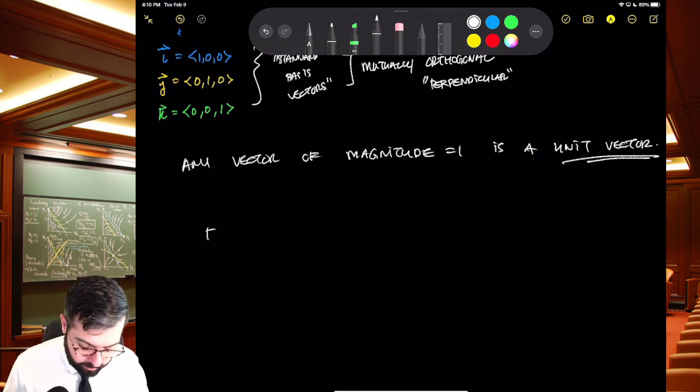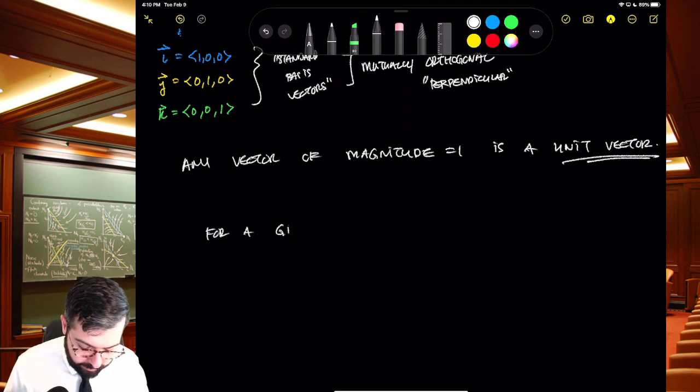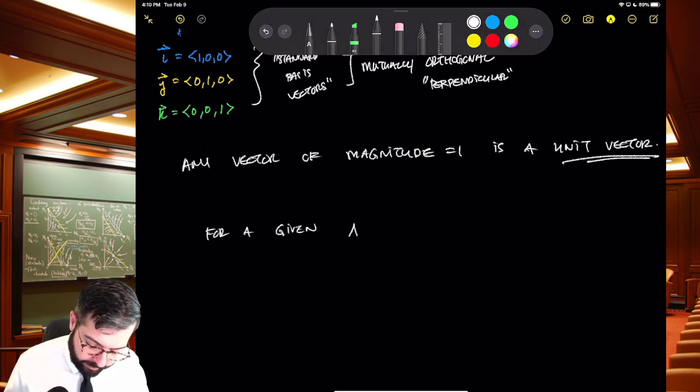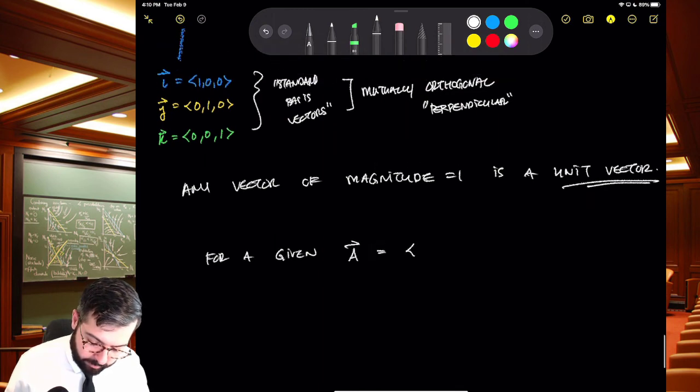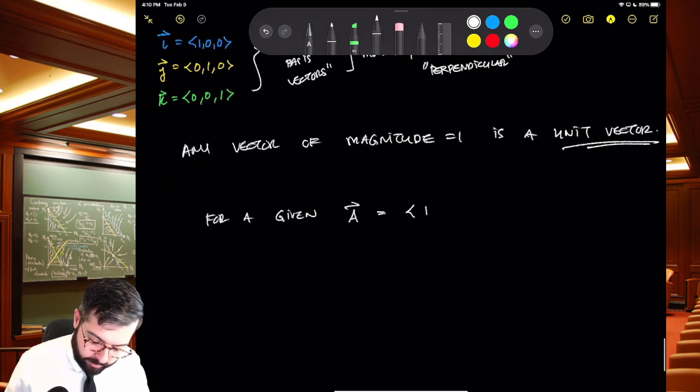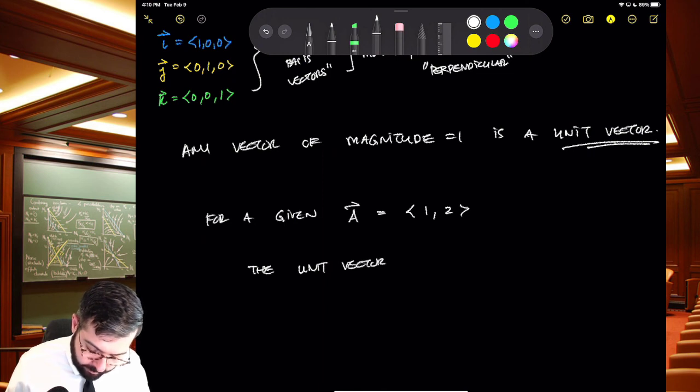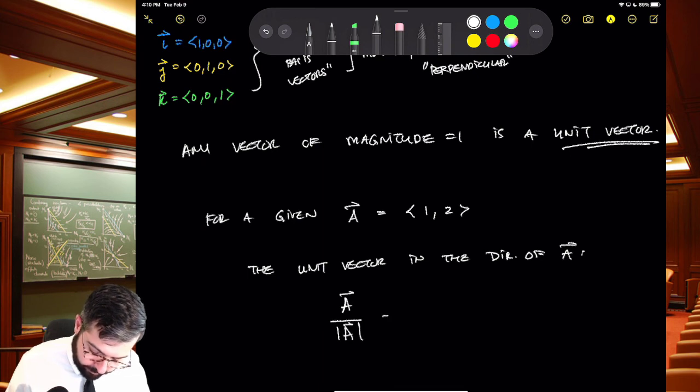So for a given vector A, and let's just give ourselves a simple example of 1, 2, you can find the unit vector in the same direction as you take A and you divide it by its own magnitude.